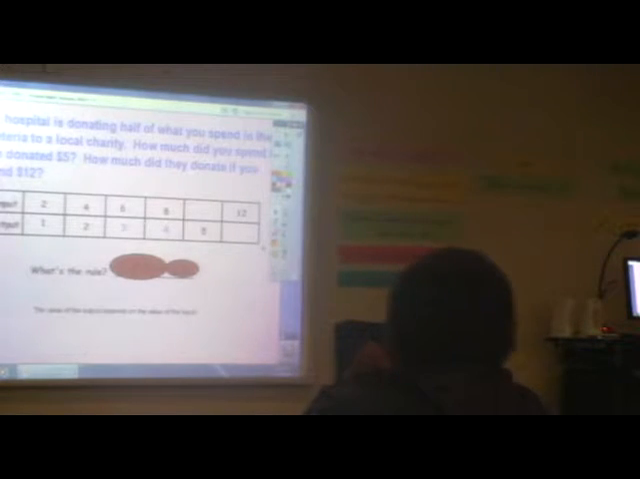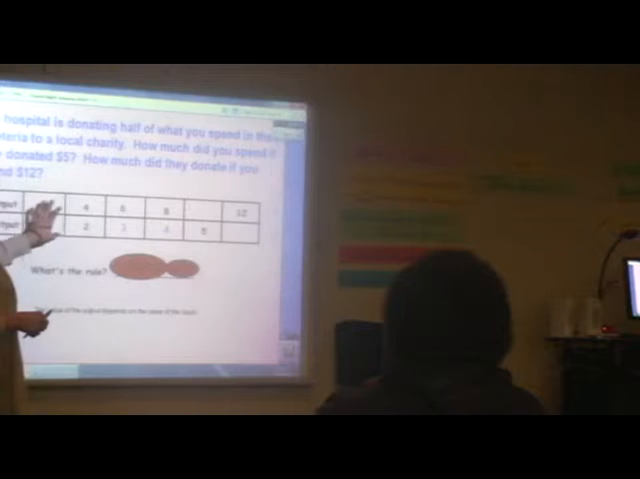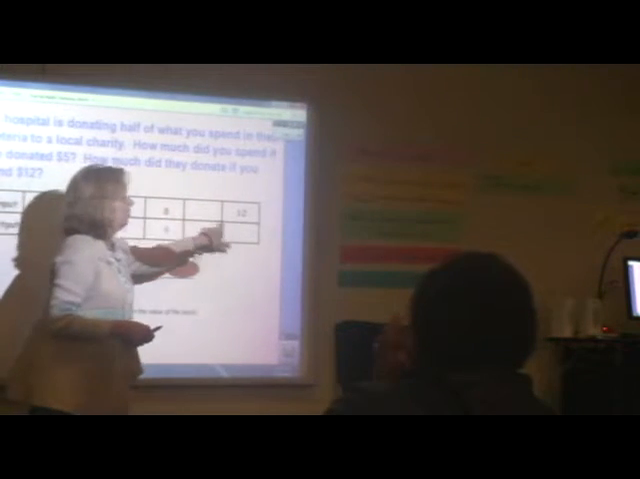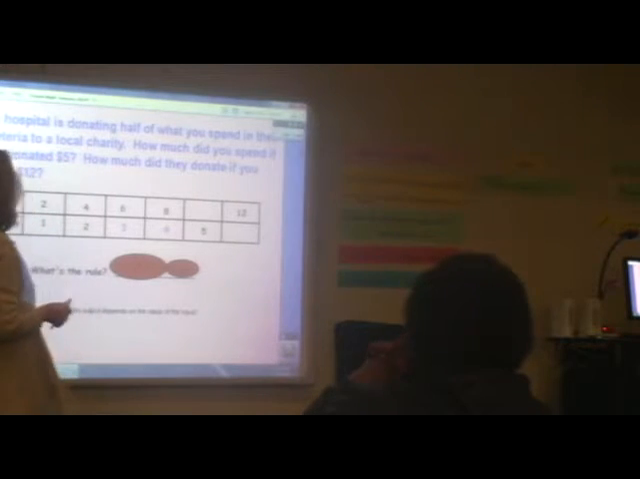Okay, one more example. The hospital is donating half of what you spend in the cafeteria to a local charity. How much did you spend if they donated $5? How much did they donate if you spend $12? Here you can see that this function table, again, is horizontal. It is missing a couple of numbers. And that is what the questions are asking.